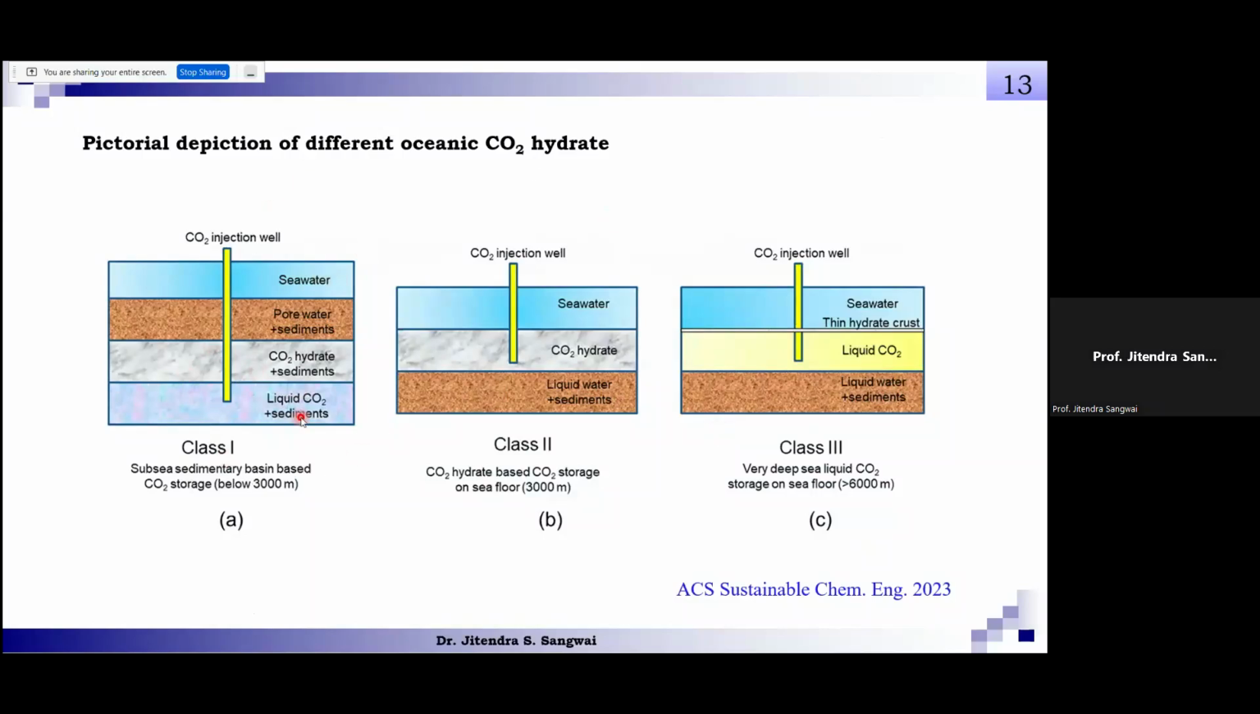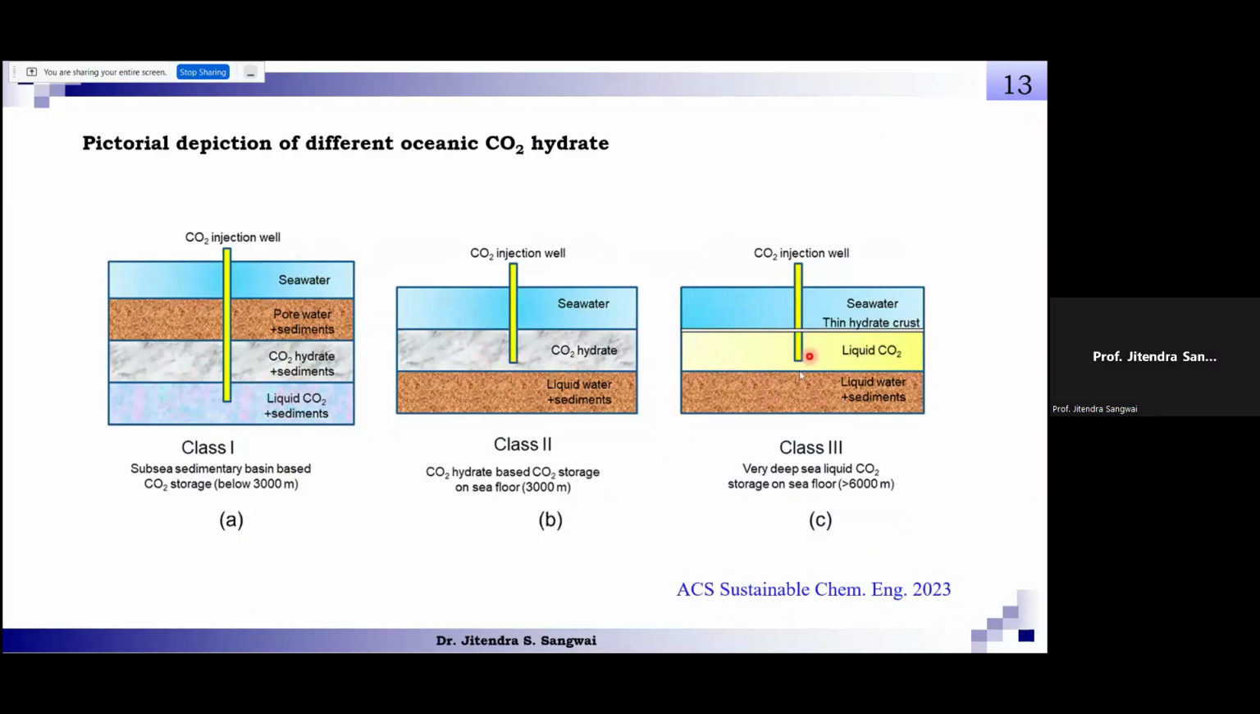You can have a class 1, say subsea sedimentary basins below 3000 meters. You can also do that on the sea floor, where you have seawater, CO2 hydrate, liquid water and sediments. Here, CO2 hydrate can be sandwiched between the pore water sediments or liquid CO2 and sediments.